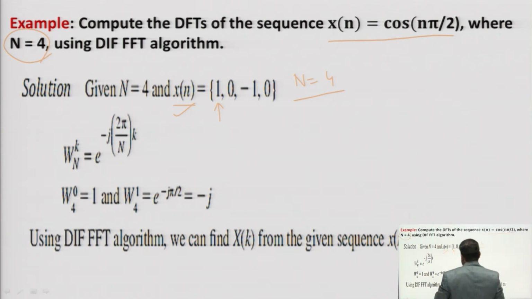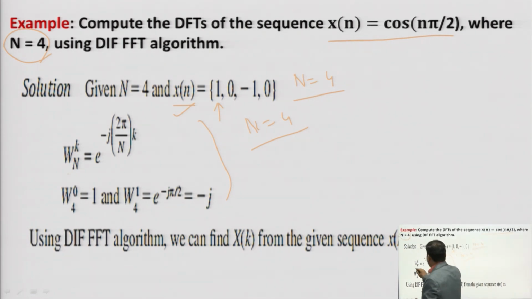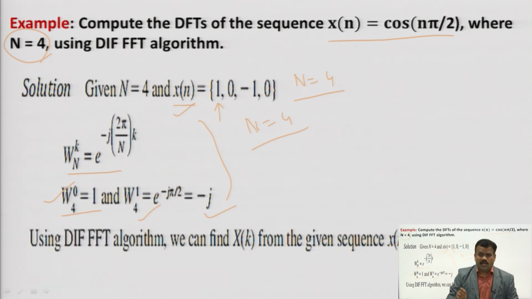Now, you have to find your twiddle factors, but here your N is equal to 4, not 8. For N equal to 8, you require 4 twiddle factors, but here you need only 2 twiddle factors. Because N is equal to 4, W_N^k is equal to e to the power minus j 2 pi by N into k. For N equal to 4, W4^0 is equal to 1 and W4^1, if you calculate this, it will be minus j. So, only 2 twiddle factors are required here, W4^0 and W4^1.